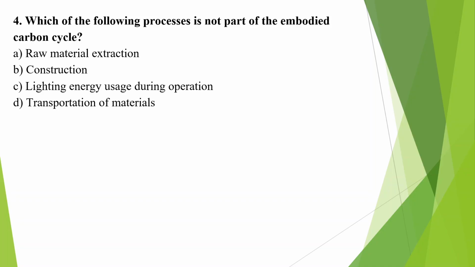Which of the following processes is not part of the embodied carbon cycle? So the embodied carbon cycle includes which of the processes and which not. Whatever has not been considered under the embodied carbon cycle has to be eliminated. So you have to choose the particular option which doesn't come under embodied carbon estimation or the embodied carbon cycle.